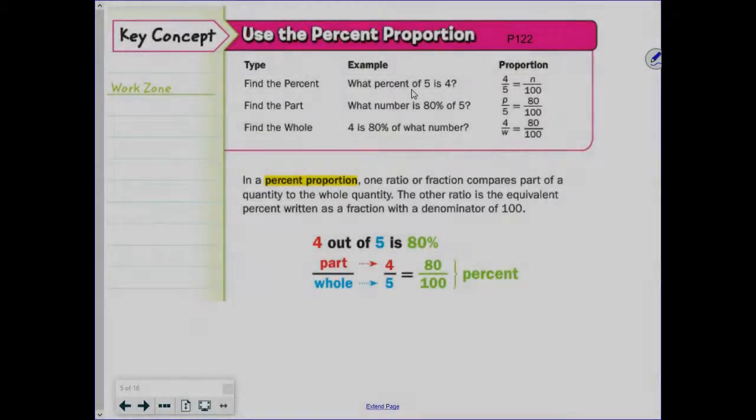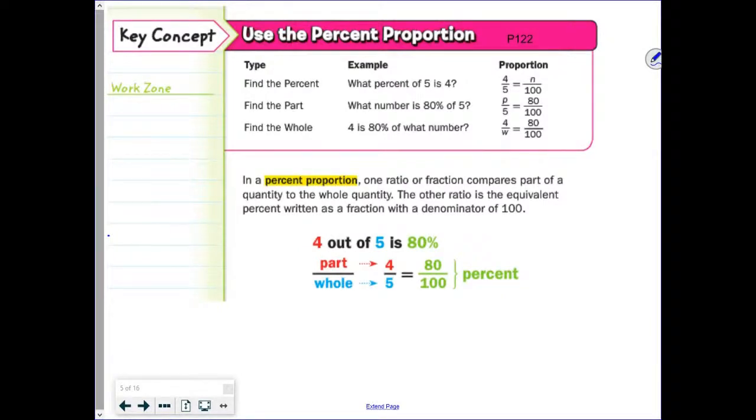Okay, today we are going to be learning about the percent proportion. The percent proportion can be written like this: part over whole is equal to percent over 100, where the part can be found by the word is, whole can be found by the word of, percent can be found by the word percent, and the bottom number on the right is always 100.